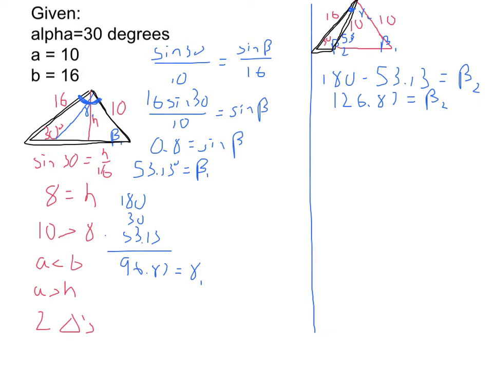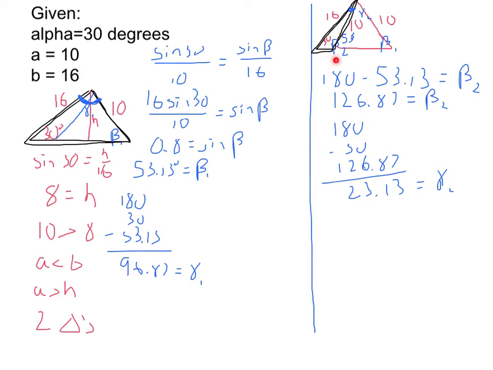And so now we'll do 180 minus, well, we still have an angle of 30, but now instead of subtracting the 53, we're subtracting 126.87. So 180 minus 30 minus 126.87, that's 23.13 for gamma 2. And it should make sense when you get these numbers, you should recognize gamma 1 should be a much bigger angle than gamma 2 from looking at my picture.